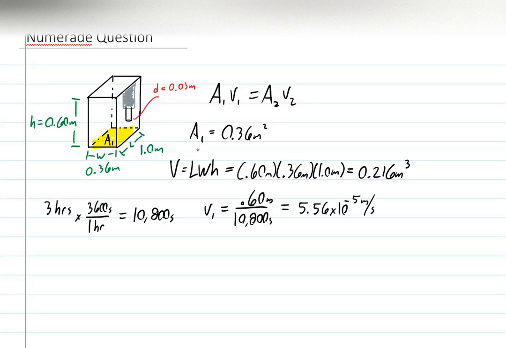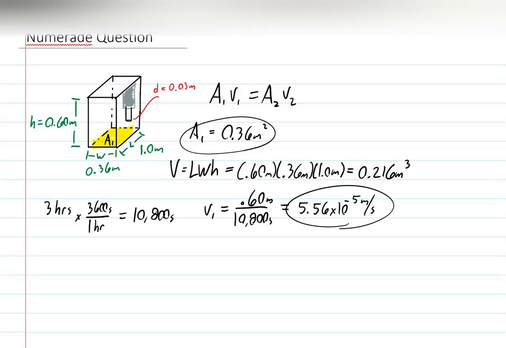Or in other words, that's the same thing as 0.0000556 meters per second. We just had to take this decimal and move it 5 spaces to the left. But writing it in non-scientific notation is clunky and awkward. And so really, we have our A1 value, we have our V1 value, we just need A2, and then we can find V2.